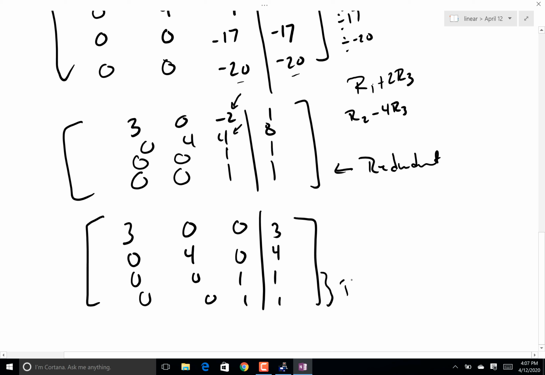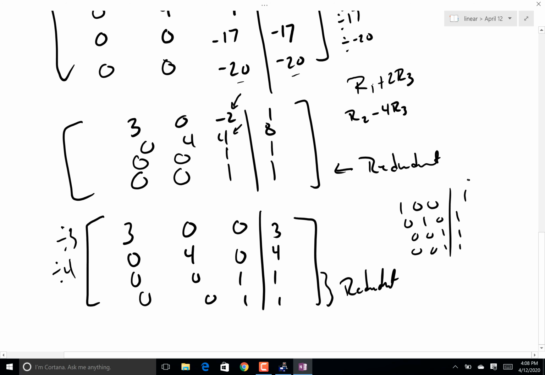Again, these two here are redundant. So when you do this, if you divide the top by 3 and the middle one by 4, you get 1, 0, 0, 1, 0, 1, 0, 1, 0, 0, 1, 1. Turns out that the answer is 1, 1, 1. You just gave me extra information that I didn't really need. Okay? Piece of cake.